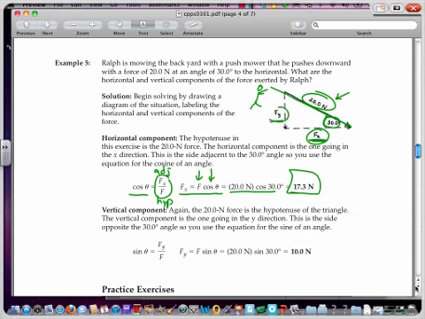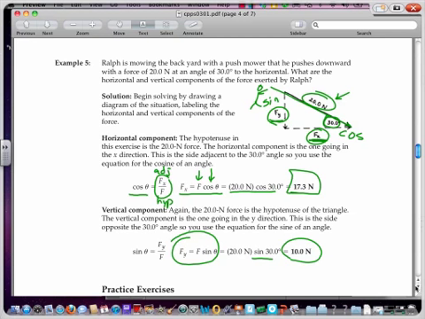and you would end up with 17.3. If we want to figure out the other one, well, if this one was cosine, well, this one's going to be sine. So we're going to go and figure it out with sine. So same kind of thing, same formula. Plug in 20, sine of 30, you end up with 10.